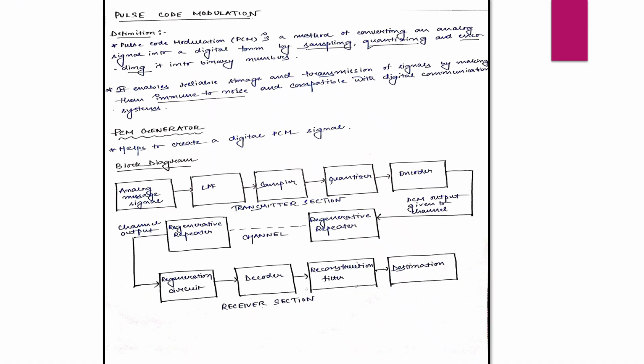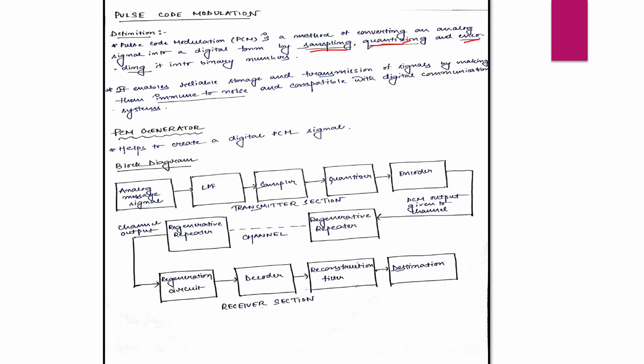So, what is pulse code modulation? Pulse code modulation is a modulation technique where an analog signal is converted into a digital signal by following three main steps. First is sampling, second is quantizing, and third is encoding. Encoding is done in the form of binary numbers, and it enables reliable storage and transmission of signals by making them less prone to noise and more compatible with digital communication systems.